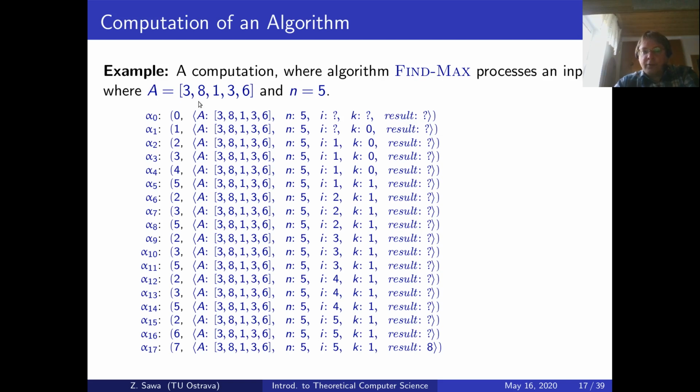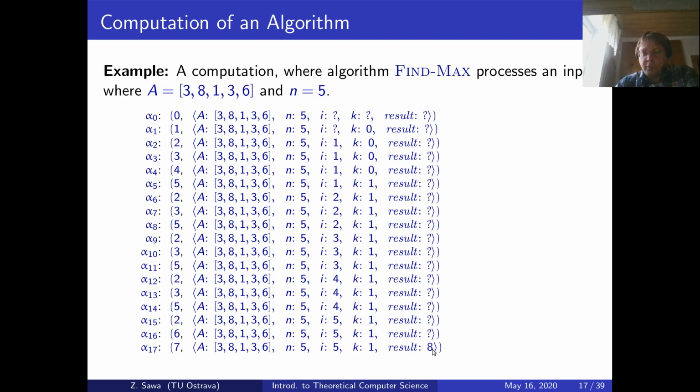This input consisting of this array A and value n was at the beginning stored in these two variables. So this gives us this initial configuration alpha 0. The algorithm then performs several steps and ends in some final configuration where the value is stored in the variable result. So the resulting value that was computed by the algorithm is value 8.